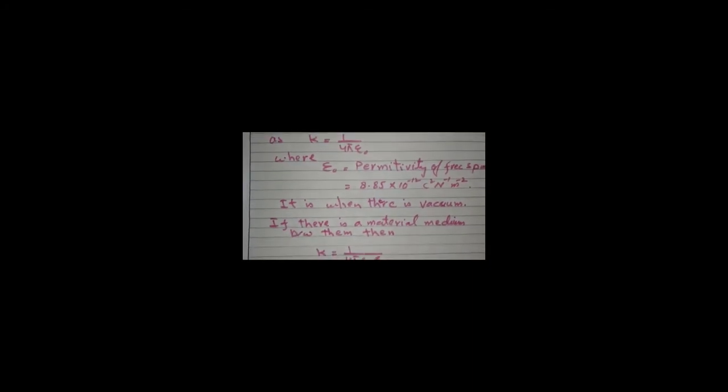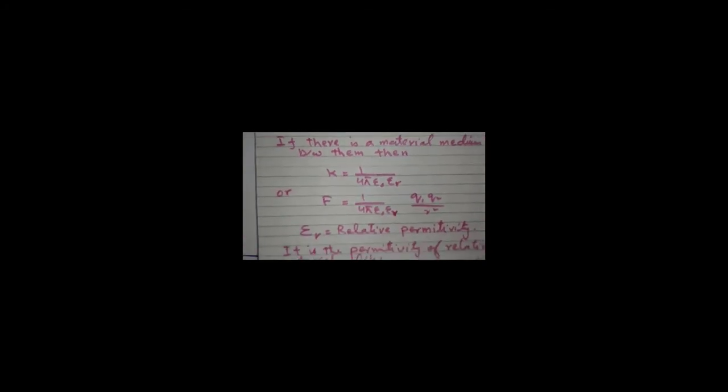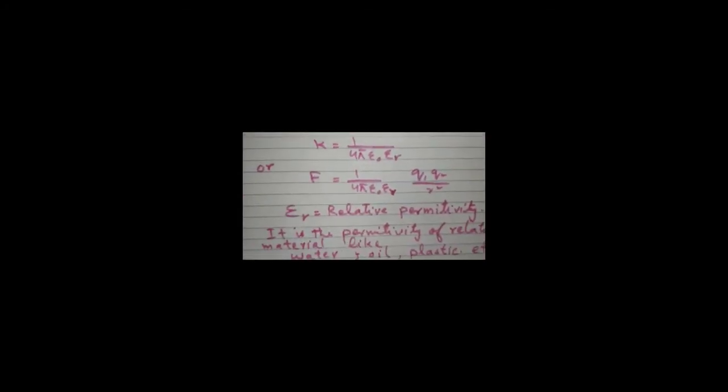If the medium between the two charges is any other material, then the value of K will change, as a constant is introduced in this equation: 1 over 4 pi epsilon naught epsilon r, where epsilon r is the relative permittivity.